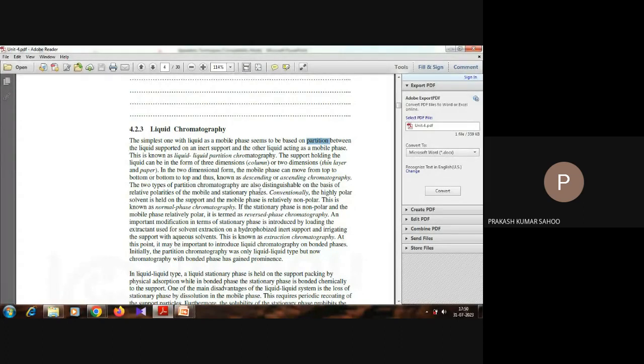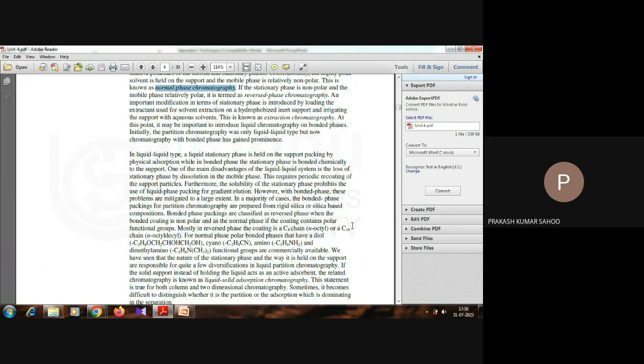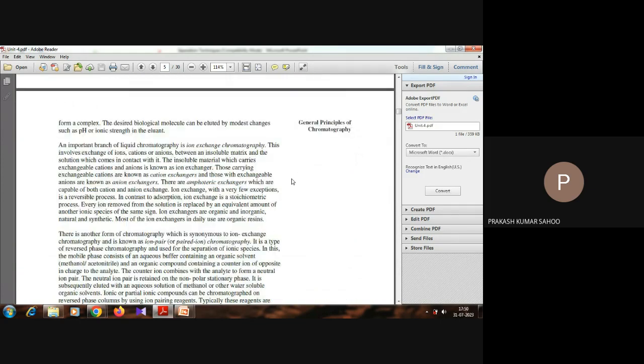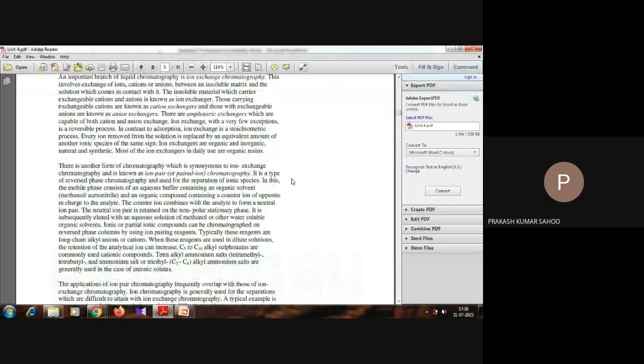Then we have descending and ascending chromatography, like your TLC or column chromatography. Then we have normal phase chromatography. Just go through these things, the same things are written. Then another is liquid solid chromatography. That means here the solid is the stationary phase and liquid is the mobile phase, and this is known as liquid solid or solid liquid chromatography.